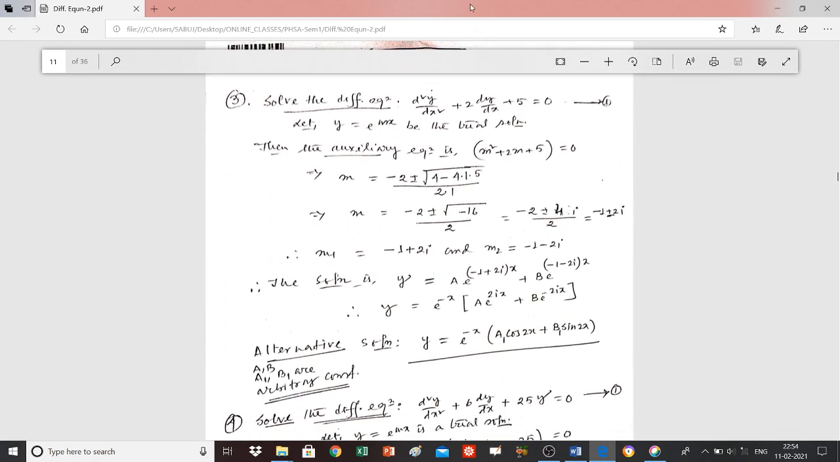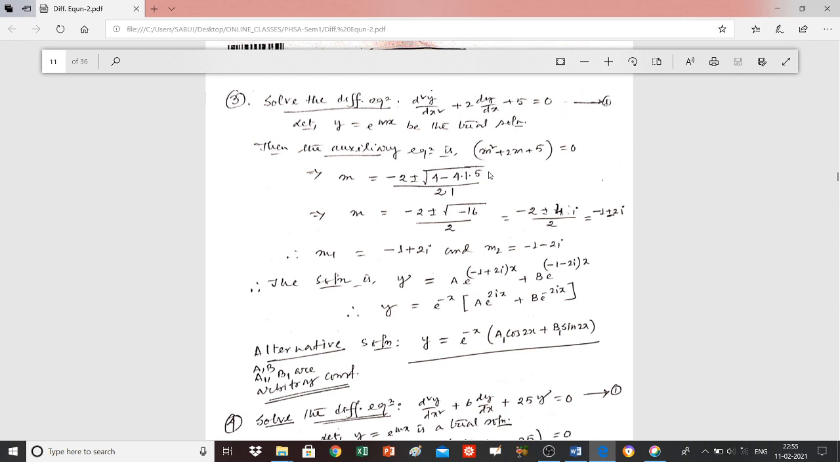Now another one is d2y by dx square plus 2 dy by dx plus 5y is equal to 0. You know that this cannot be factorized, but there are trial solutions. Here the trial solution is y is equal to e to the power mx, and after substituting the values of d2y by dx square and dy by dx, we have the auxiliary equation m square plus 2m plus 5 is equal to 0. This cannot be factorized, so you have to use the rule of Sridharacharya. From that you can find the value of m as minus 2 plus minus root over 2 square minus 4 into the coefficient of m square and this 5.